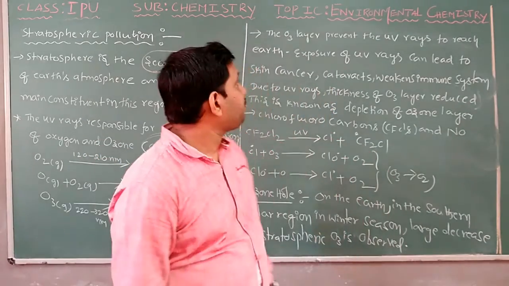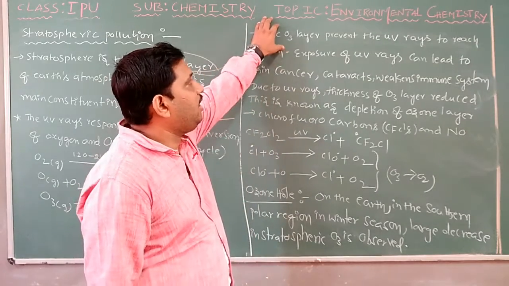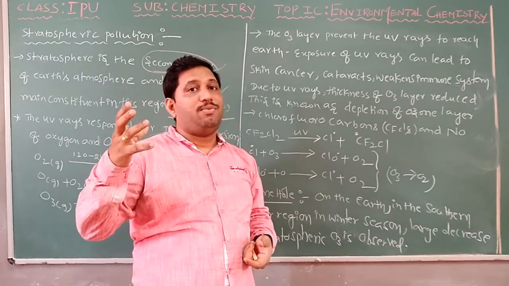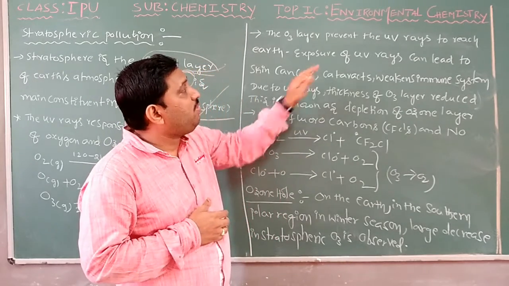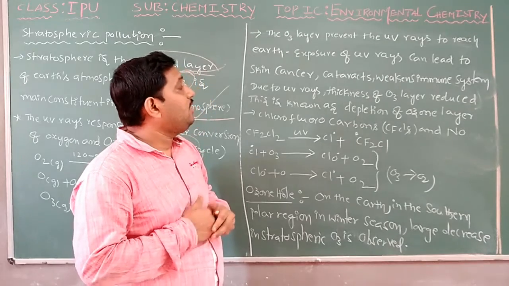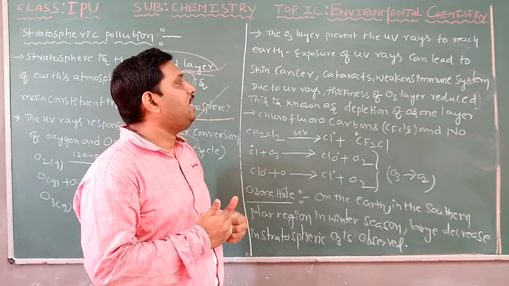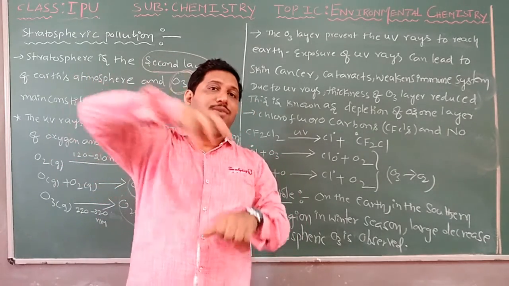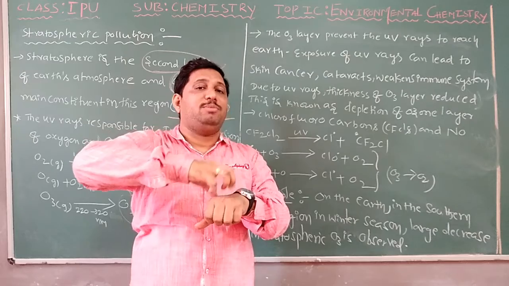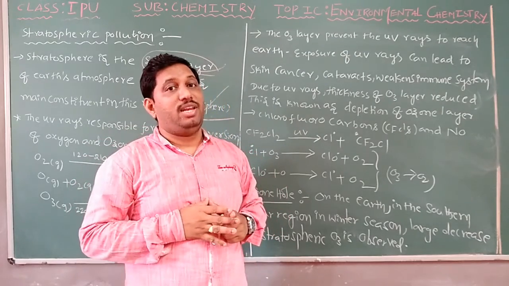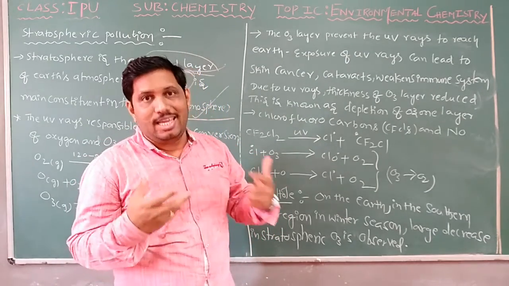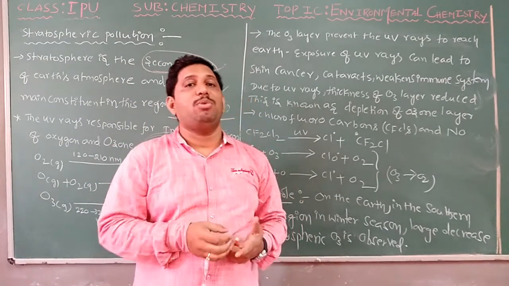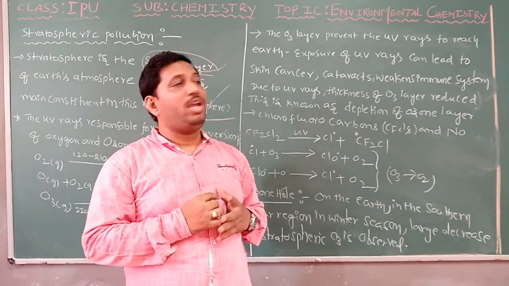Next one, students. The ozone layer prevents the ultraviolet rays from reaching the earth. The ultraviolet rays are very harmful rays. Exposure to ultraviolet rays can lead to skin cancer, cataracts, and weaken the immune system. The ultraviolet rays coming from the sun fall directly on the skin of human beings. What happens, students? It is very dangerous. It can cause skin cancer, cataracts, and sometimes it can affect the immune system of the human body.